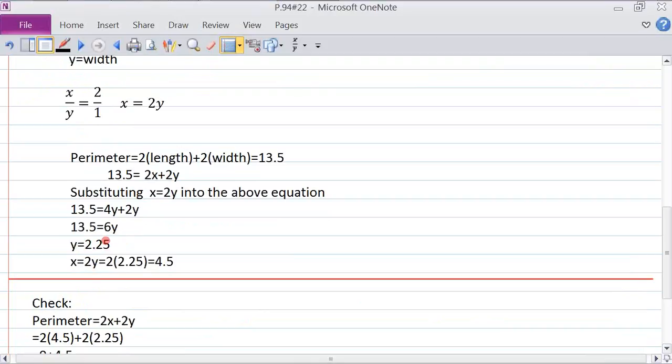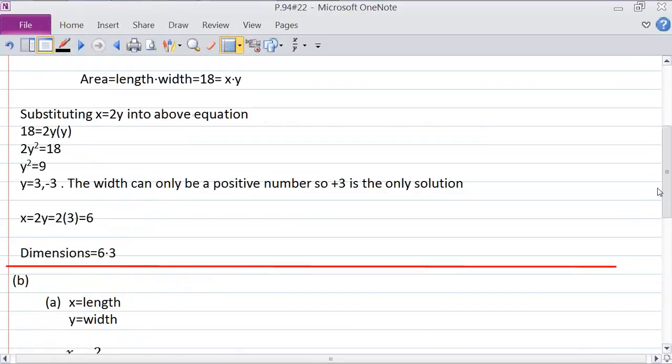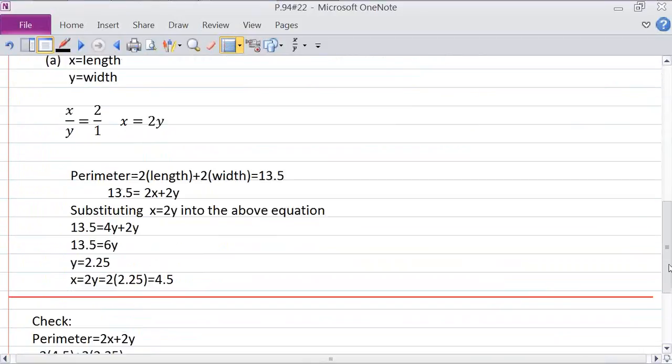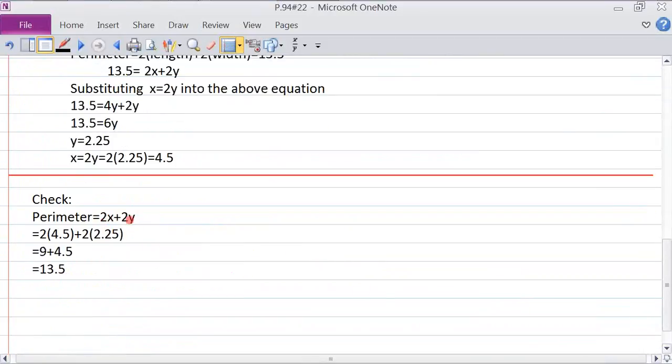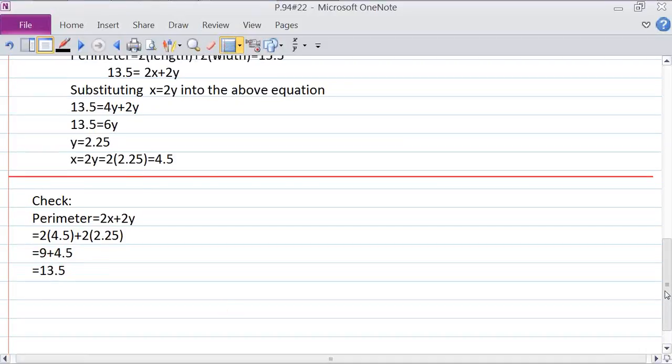Y is 2.25. X is 2Y, which is 2 times 2.25, which is 4.5. So if I take, let's go back, X is the length and Y is the width. Twice the length plus twice the width, 2 times 4.5 and 2 times 2.25. These are the two solutions that I got over here for X and Y. 2 times 4.5 is 9. 2 times 2.25 is 4.5. We add the 2, we get 13.5.